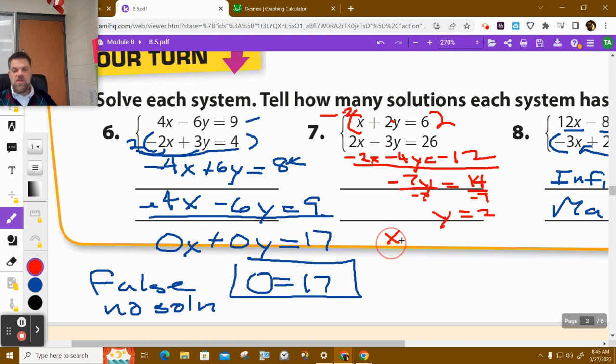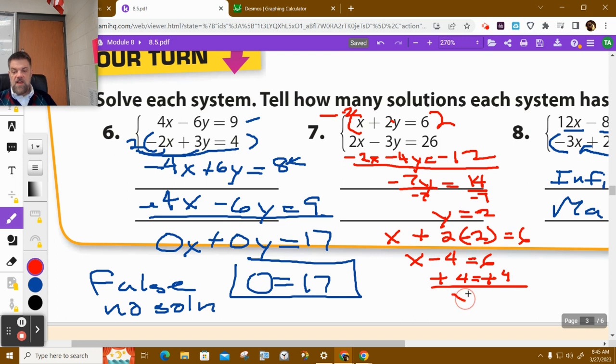If I take that first equation, x plus 2 times y, but we believe y is equal to 2, then you're correct, it'd be negative 2. Then I get x minus 4 equals 6. Add 4 to both sides. I get x equals 10. In other words, this has a solution of 10, comma, negative 2. So we got one solution.